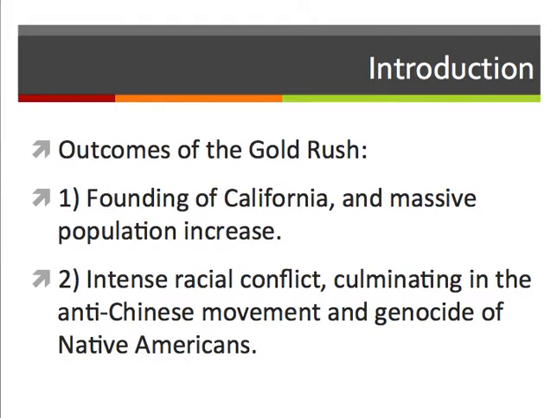So today I'm going to provide a very broad introduction to the gold rush. The reading due later this week focuses on Chinese Americans. My main focus today is going to be elsewhere, so I'll focus primarily on Native Americans.